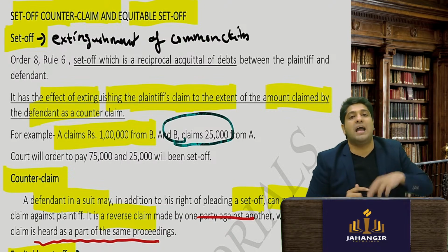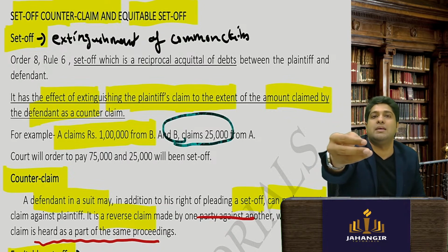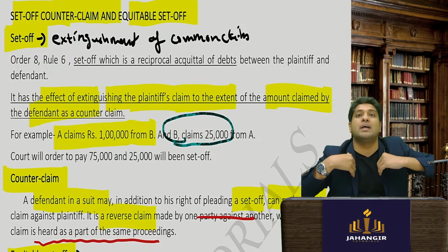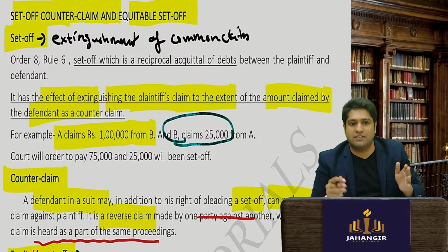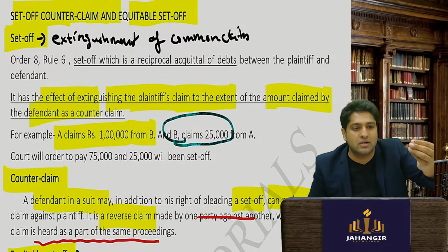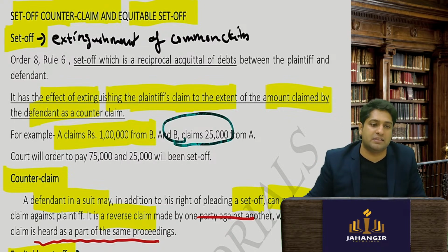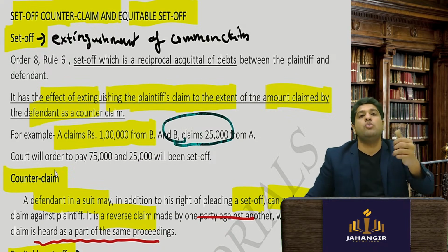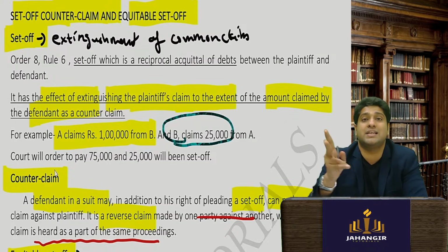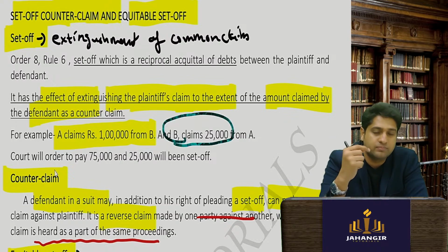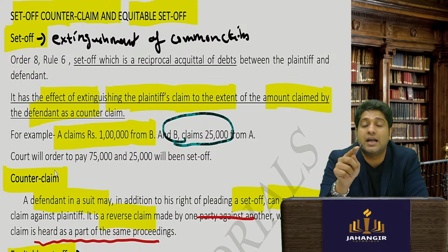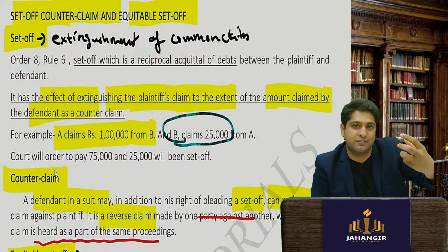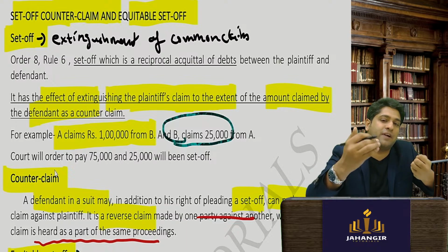For example, if I am claiming 1 lakh from you and you are claiming 25,000 from me. So then the court will say if all this is correct, then we will say listen, only an order of 75,000 should be made, whereas 25,000 is set off. So how do you name it? It is reciprocal acquittal of claim. I have a claim, you have a claim. So that much amount we'll set off. In little technical language, they say it has the effect that the plaintiff's claim is set off against the defendant's claim. Finish.